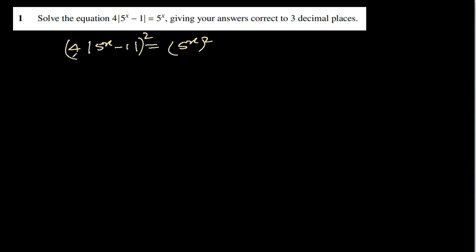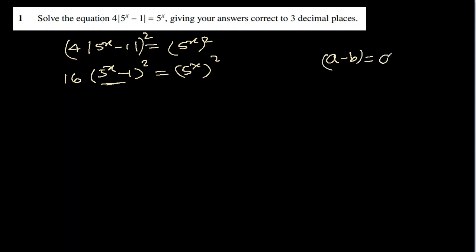So when I square 4, I'll get 16, and because this absolute is 100% positive now, we can write it as a bracket only. So it will be (5 to the power x minus 1) square equal to (5 to the power x) square. So let's get this one expanded, and we can use this identity to expand it: (a minus b) square is equal to a square plus b square minus 2ab. This is a very famous identity, and that's what we will use to expand this bracket.